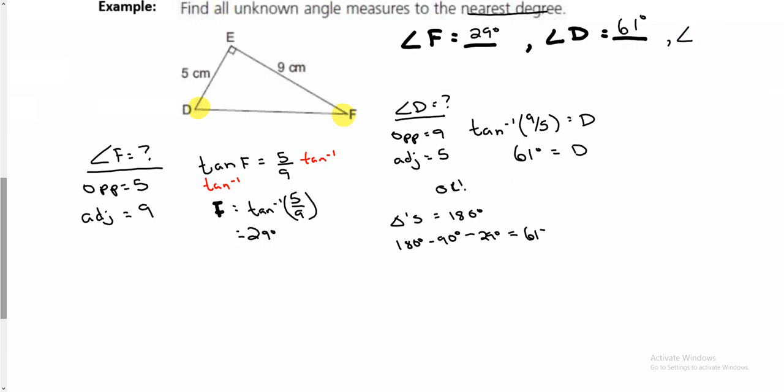And if we wanted to find line segment DF, we'll just throw it in there. That's a side. DF is the hypotenuse, so we can use Pythagoras. So a squared plus b squared is equal to c squared. 5 squared plus 9 squared is equal to c squared. 25 plus 81 is equal to c squared. 25 plus 81 is 106 for c squared. Square root both sides.